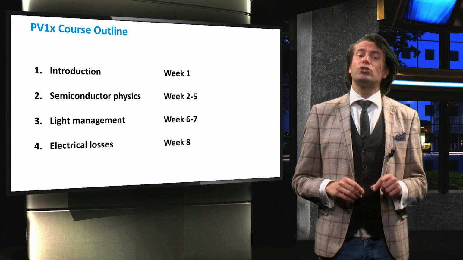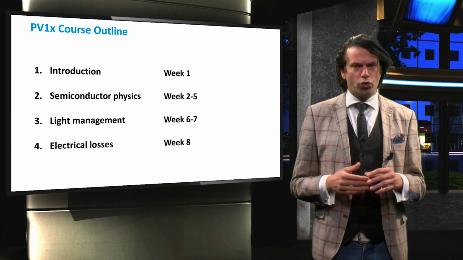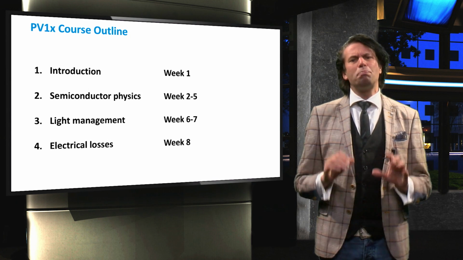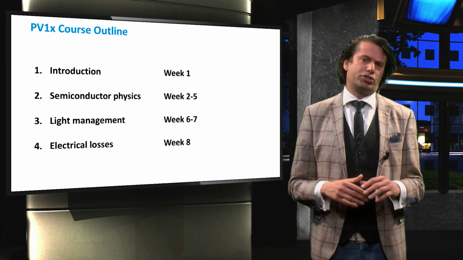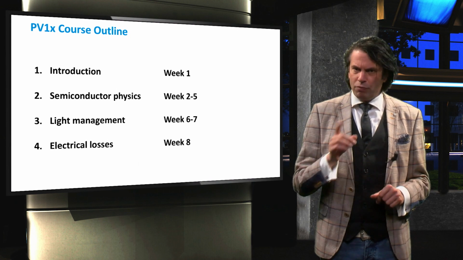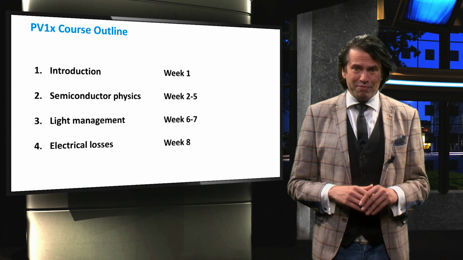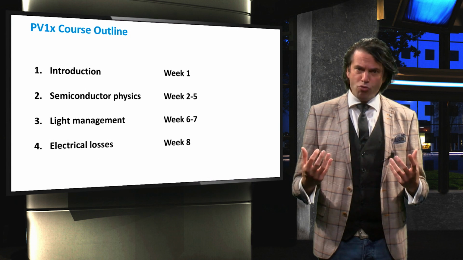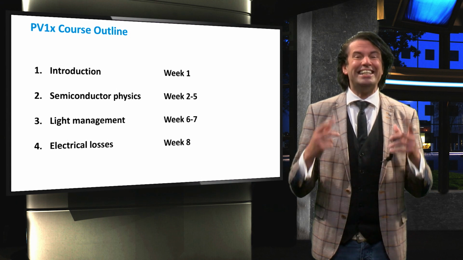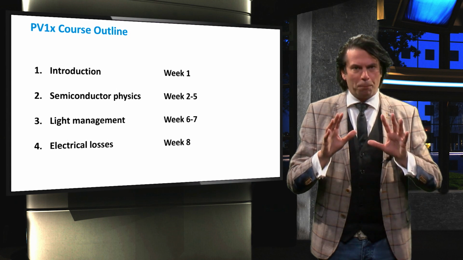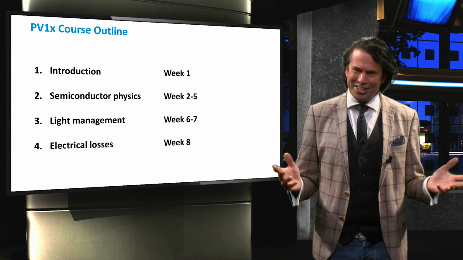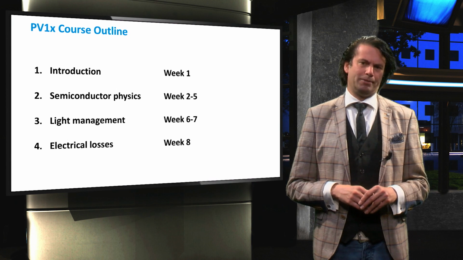Then we will spend 2 weeks on light management. This part of the course will focus on optics concepts and light trapping strategies in order to maximize light absorption in a solar cell. The final section of this course serves as a wrap-up. We will look at all concepts given in the course so far and find out how they result in electrical losses. This last week will give you the tools needed as a photovoltaic expert to properly design and engineer solar cells. Let's go through all these 4 sections in a bit more detail.